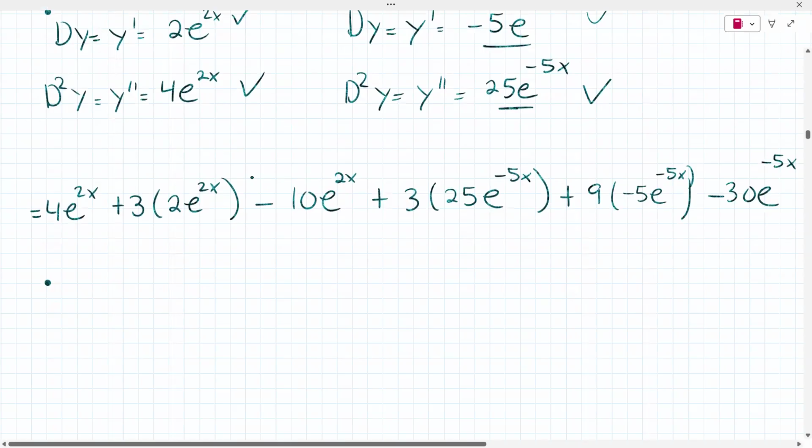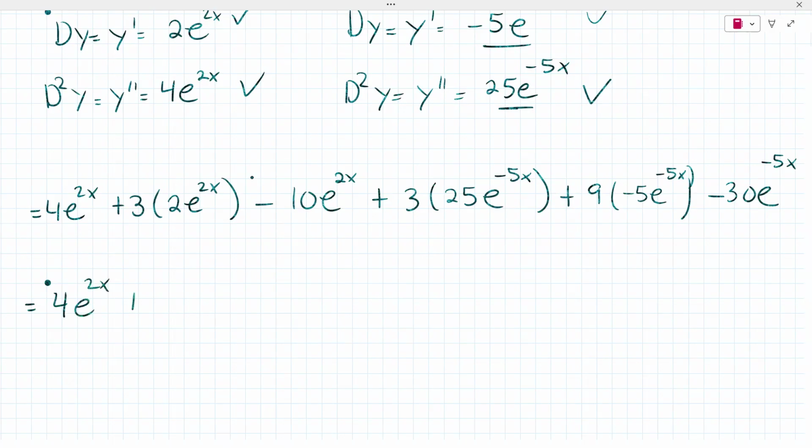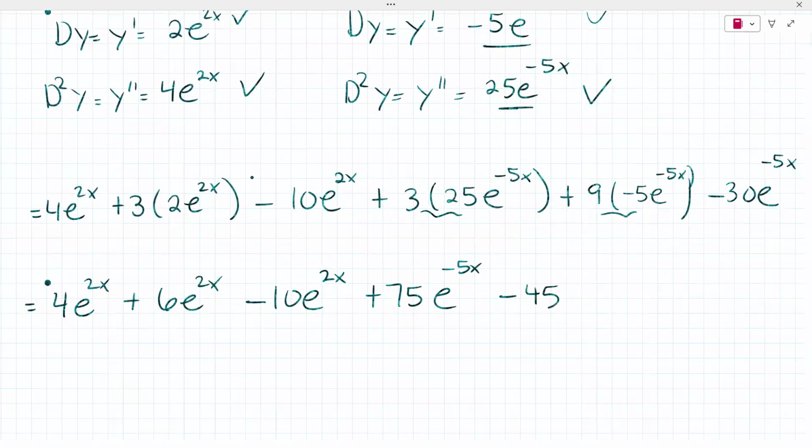Okay, so then you just collect like terms, or kind of clean this up, I guess. So this is 4e to the 2x plus this would be 6e to the 2x minus 10e to the 2x. 3 times 25 is 75 e to the negative 5x. 9 times negative 5 is negative 45 e to the negative 5x minus 30e to the negative 5x.